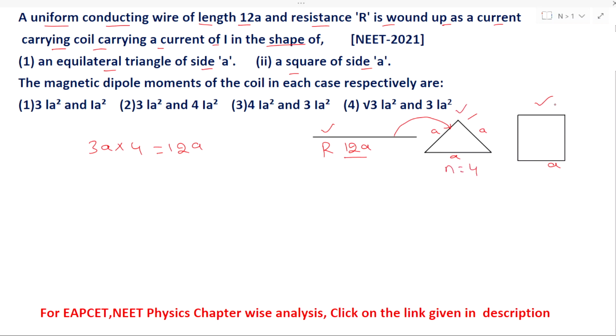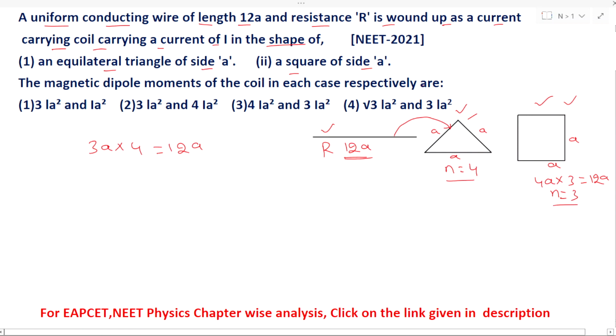Now let us go to a square. To construct a square of side A, the effective length required is 4A, and we have a length of 12A. So the number of turns will be n equal to 3, such that 4A into 3 will be equal to 12A. So in the case of the equilateral triangle, the number of turns is 4, and in the case of the square, the number of turns is 3.